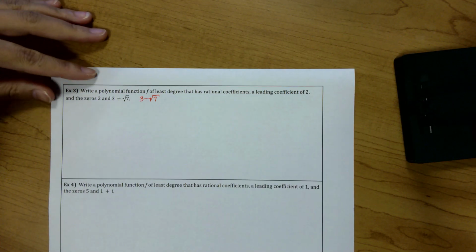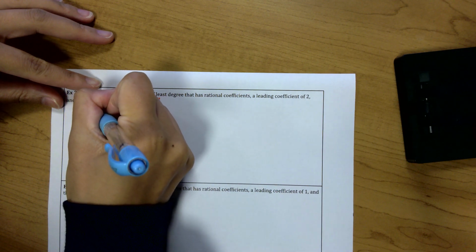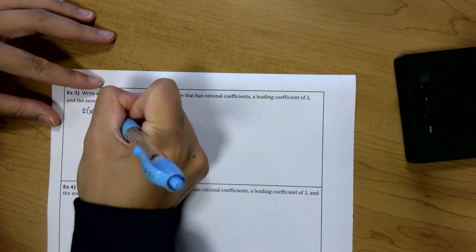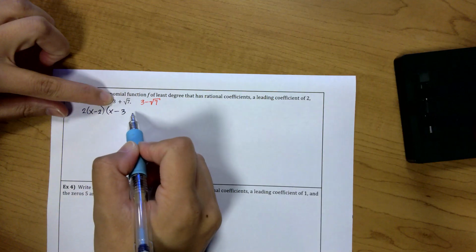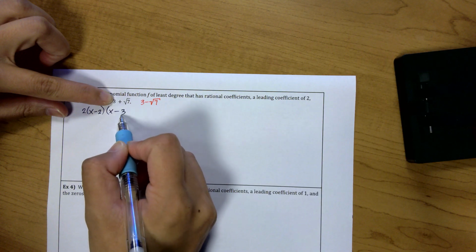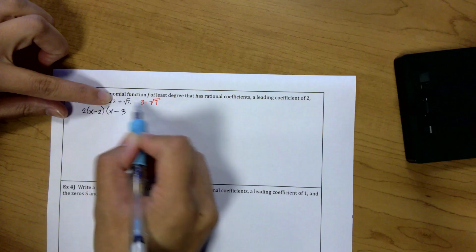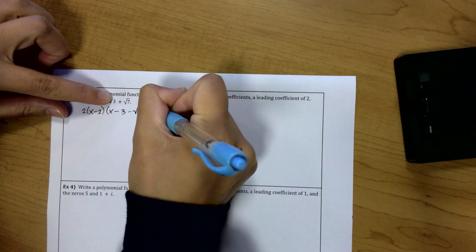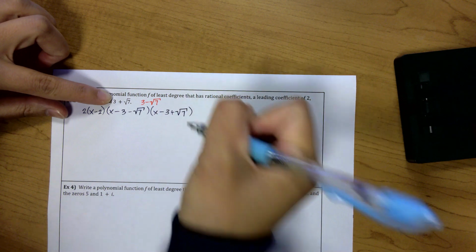So for my function, I'm going to have a leading coefficient of 2. One of my zeros is 2, so I'm going to have x minus 2. And then I'm going to have, this is the trickier part, you guys ready? x minus 3, and it actually doesn't matter what your signs are here, because I'm going to have 3 plus root 7 and 3 minus root 7. So this 3 has to change signs, but these two are going to switch regardless. So I'm going to have x minus 3 minus root 7 here and x minus 3 plus root 7. Okay, so be really careful.